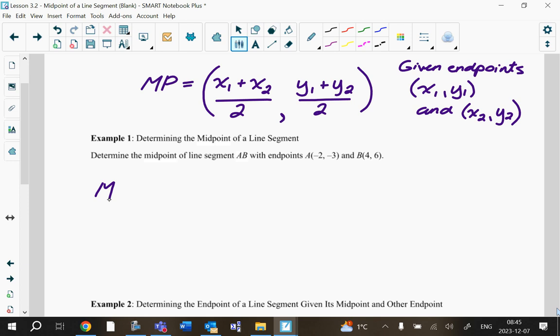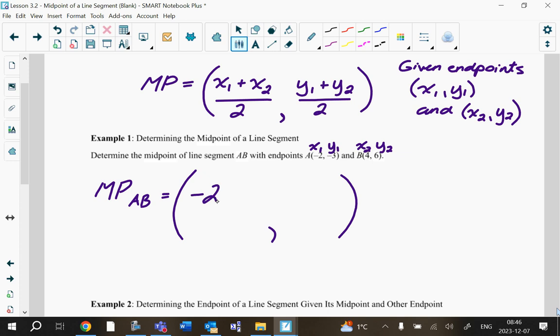So to find the midpoint of AB, remember midpoint's going to be a coordinate. What would I do in this case? Remember, we can call the first point x1, y1, and the second point x2, y2. So using the formula, what numbers would I put in and what would I do to them?